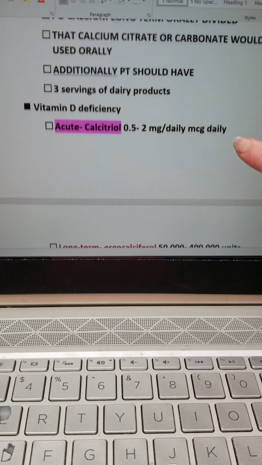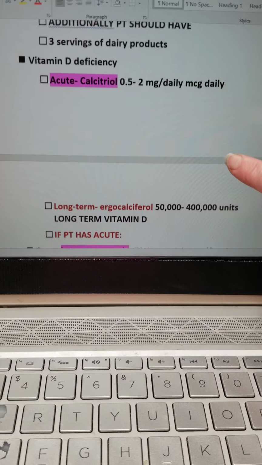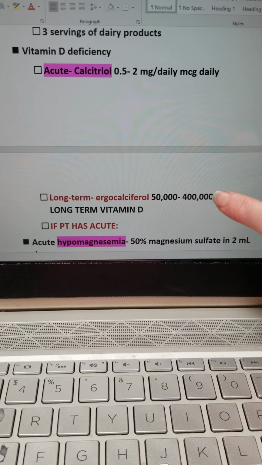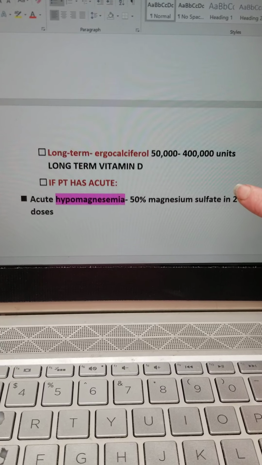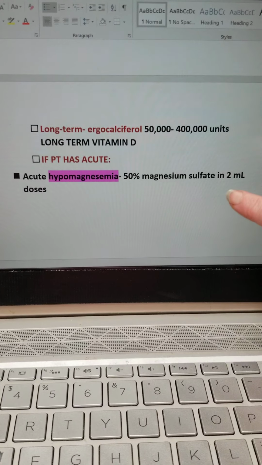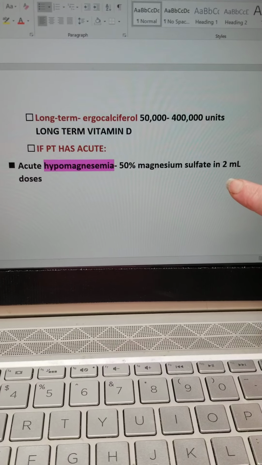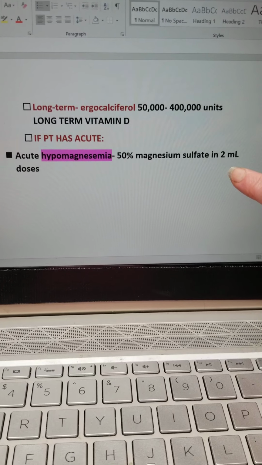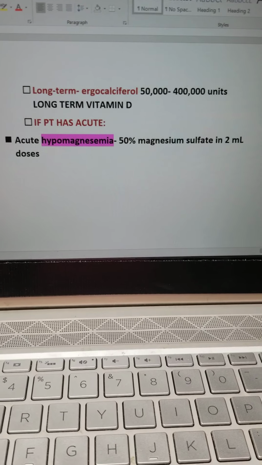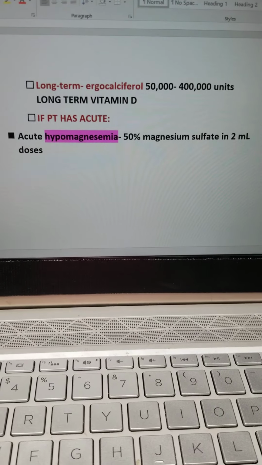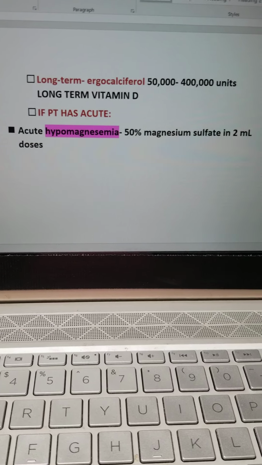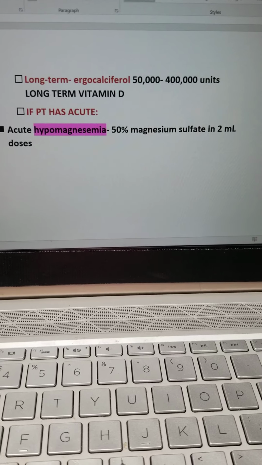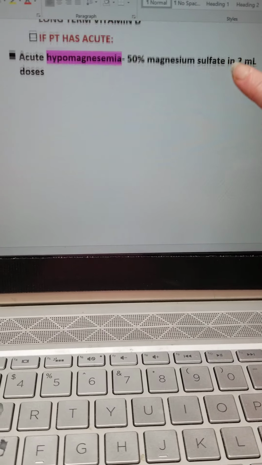Vitamin D deficiency. For acute, you'd use calcitriol, 0.5 to 2 micrograms daily. Long-term would be calciferol, 50,000 to 400,000 units for long-term vitamin D. And if the patient has acute hypomagnesemia, you would use 50% magnesium sulfate in 2 milliliter doses.